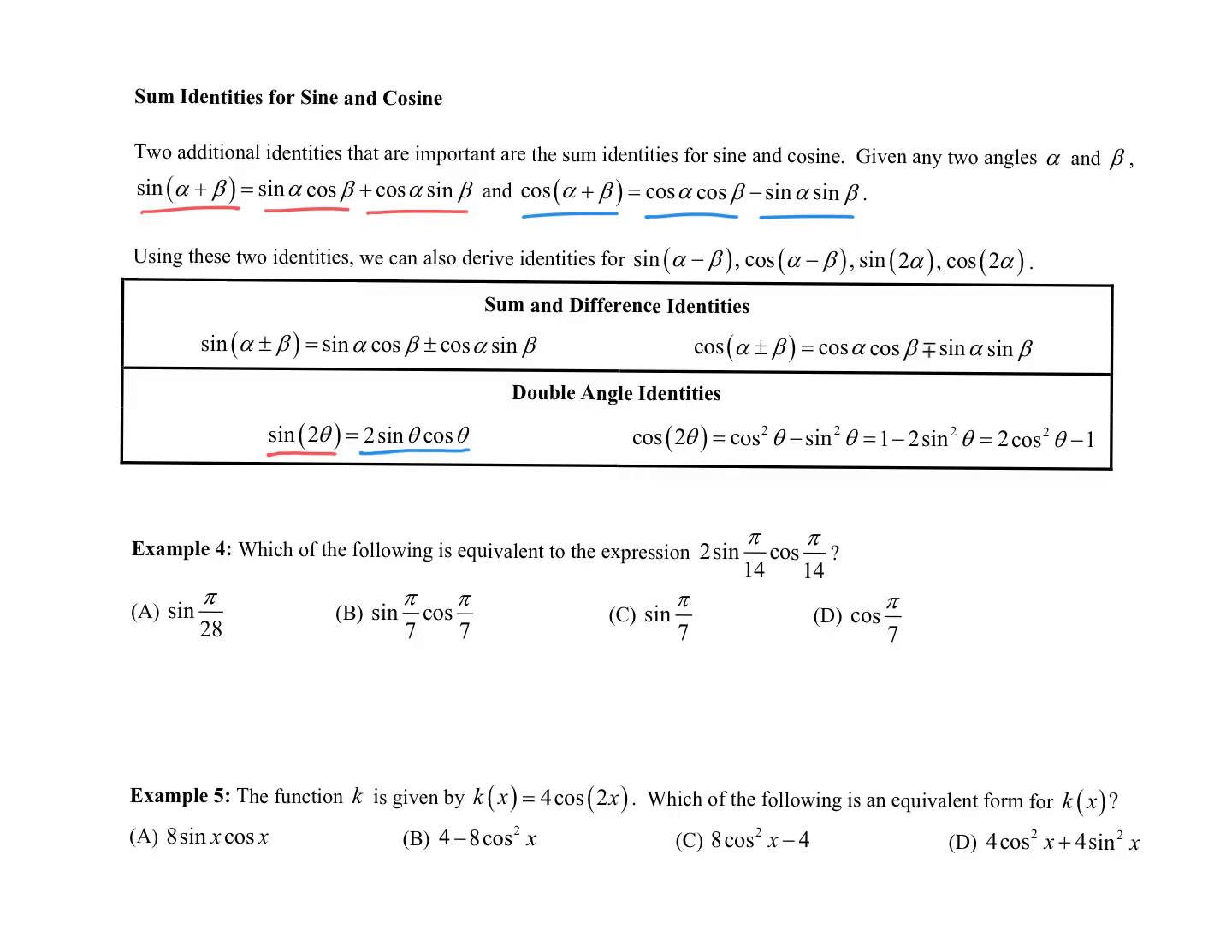All right, and then this one, it has 3. So cosine of 2 theta is equal to cosine squared theta minus sine squared theta. And that's the one I want you to memorize. That one right there is the one I want you to memorize. Now, the other two are derived from that one. And I kind of want to talk about that one right there.